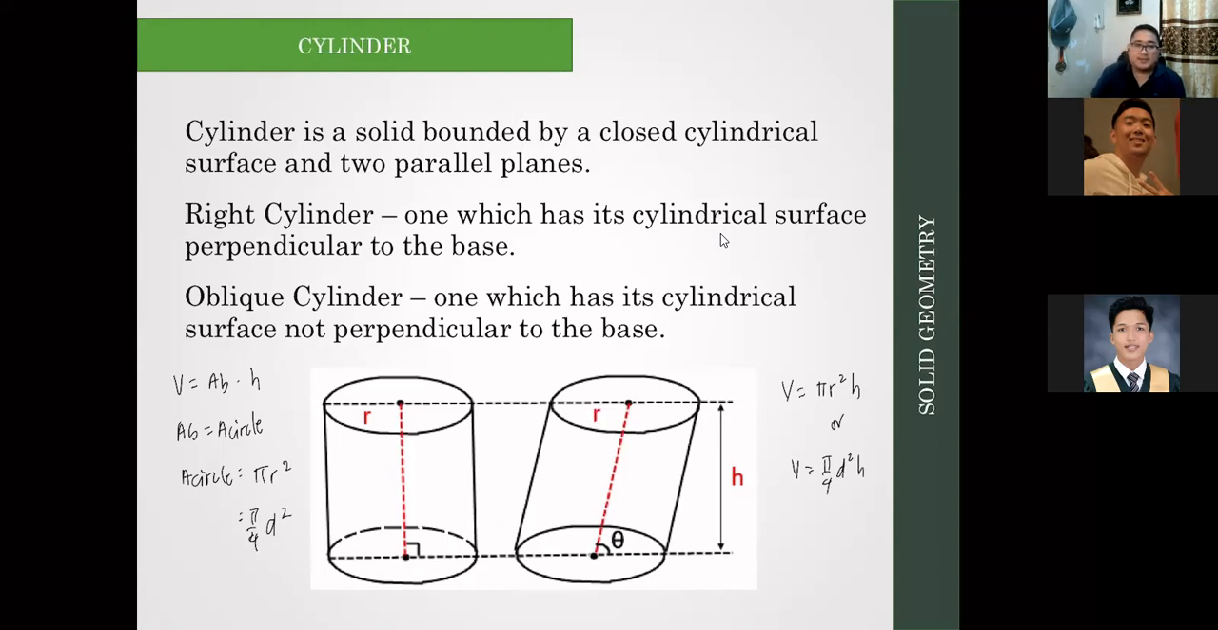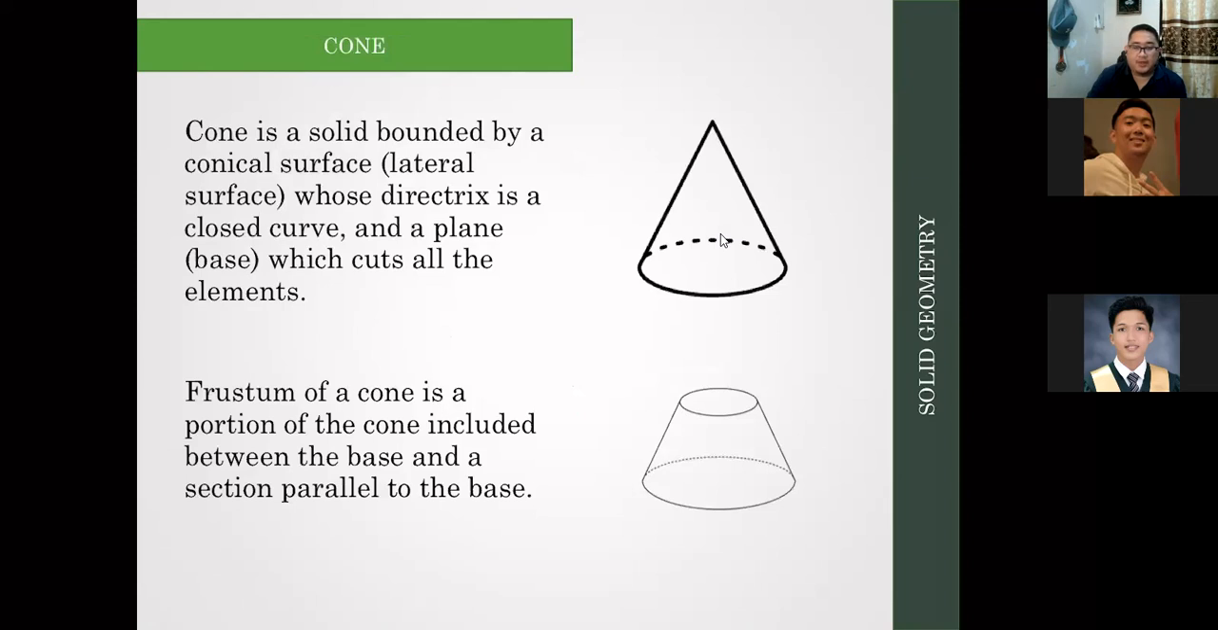Okay. Next, we have yung cone. Okay. So, pinaka-typical example natin is the one we are using sa ice cream, no? So, a solid bounded by a conical surface whose directrix is closed curve and a plane base which cuts all the elements. Okay? So, meron siyang base and then meron siyang slanting na face, no? Yung lateral surface natin is slanting, meeting at a common point dito sa top, which is ito. Okay? Yung common vertex natin sa kanya.